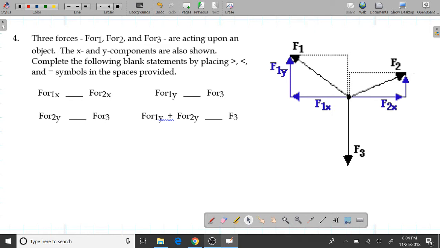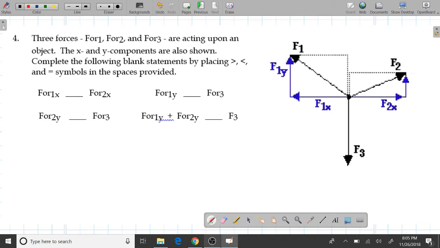Okay, so we have three forces here, shown in black, and they're acting on our object. It turns out that this object is in static equilibrium, meaning the system is not accelerating. So this object is not undergoing any sort of acceleration. So guys, I want you to remember what I said in a previous video.